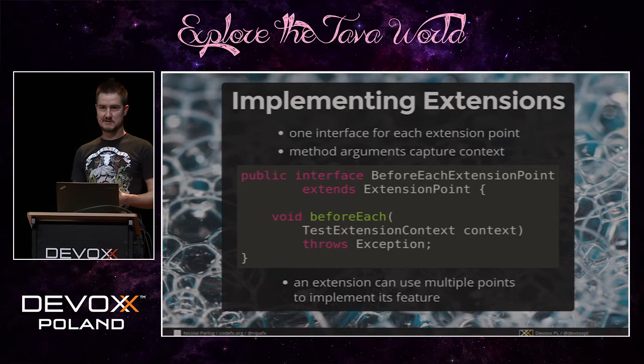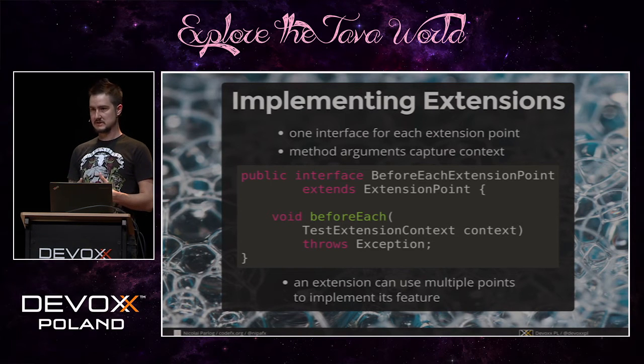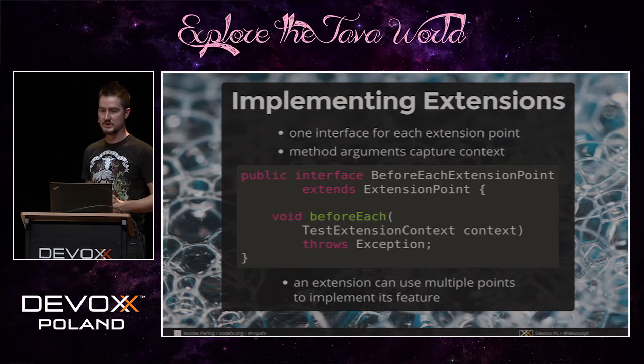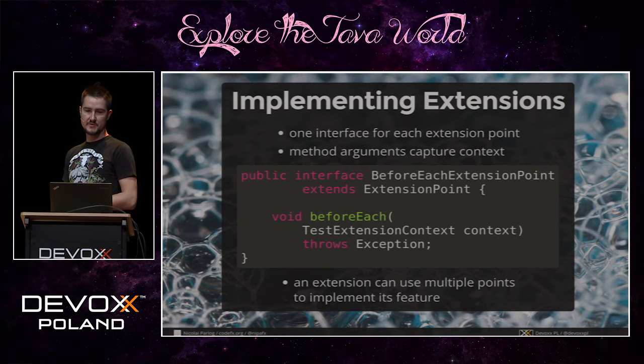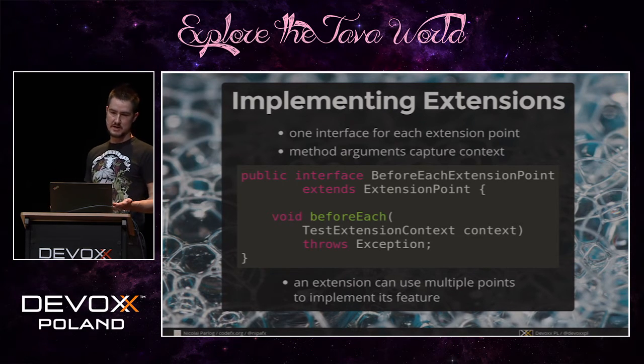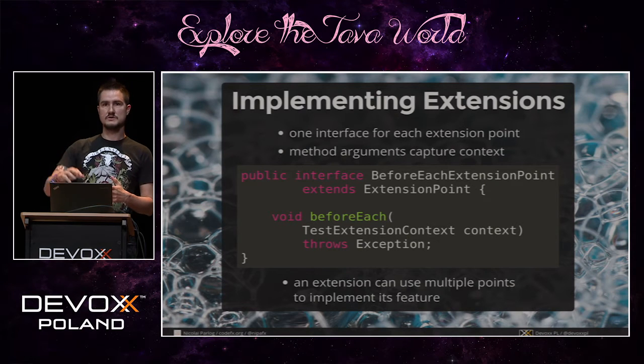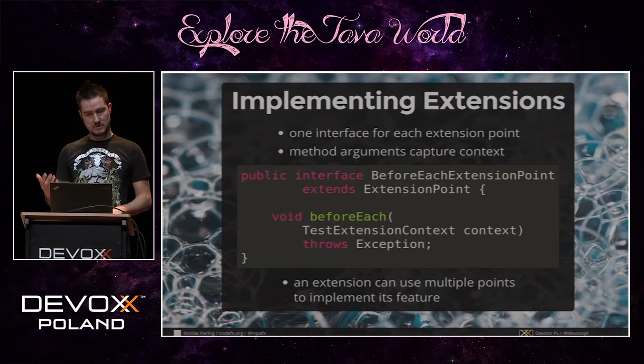And if we want to create an extension that does something non-trivial, we might want to implement more than one of those interfaces to use more of these extension points within the same extension. So this is the example of the before each extension point. It has a before each method, and as I said, JUnit gets everything that it finds, puts it into a test extension context, and gives it to our code. And then we can do, well, pretty much everything.